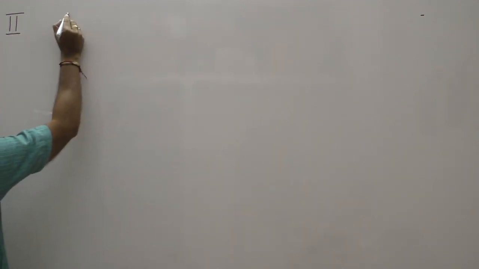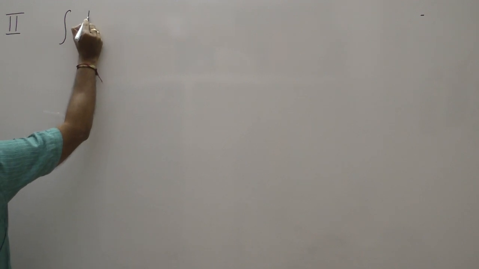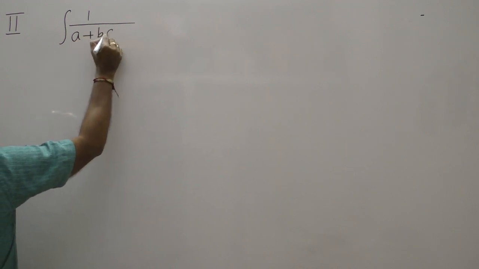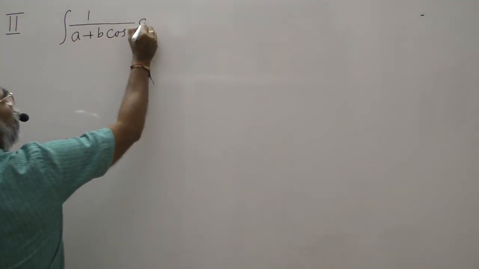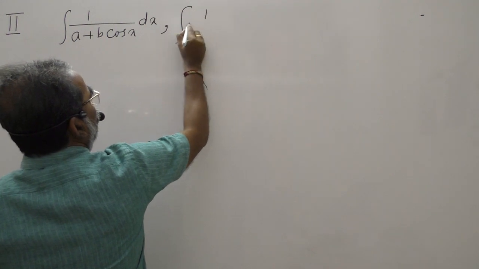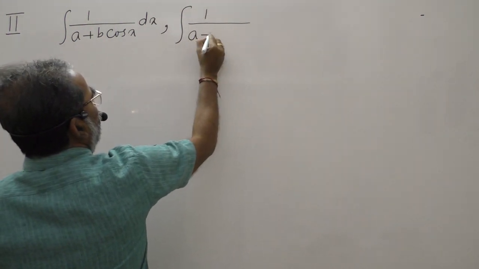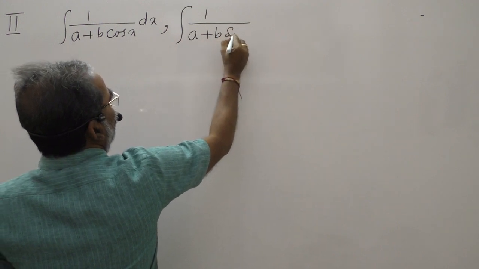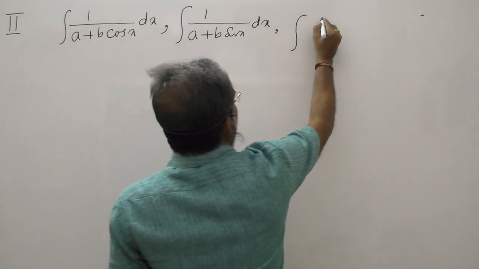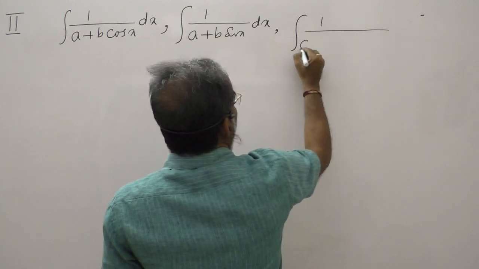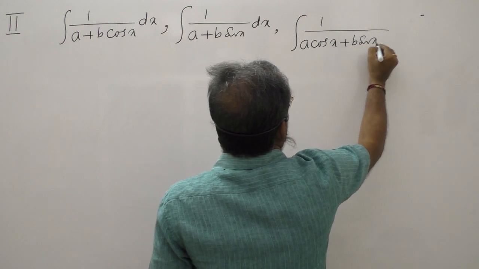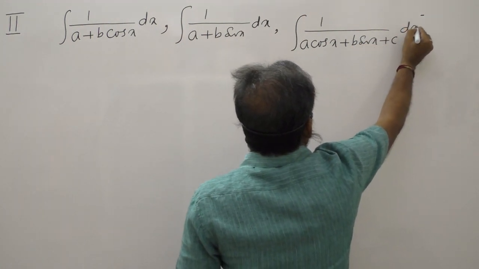Right. What is type 2? Type 2 is for this: integral 1 divided by a plus b cos x, no powers, into dx, or integral 1 divided by a plus b sin x into dx, or integral 1 divided by a cos x plus b sin x plus c into dx.